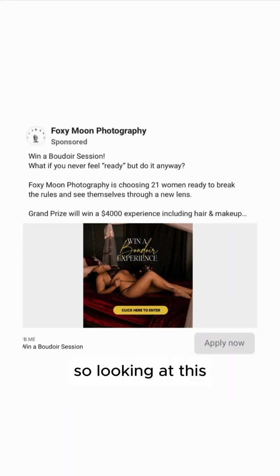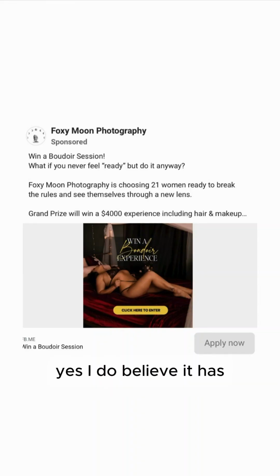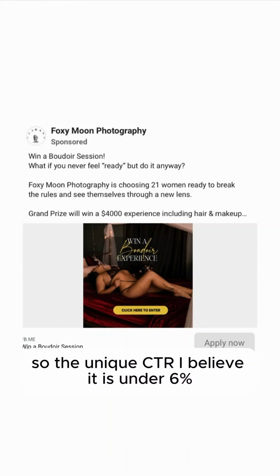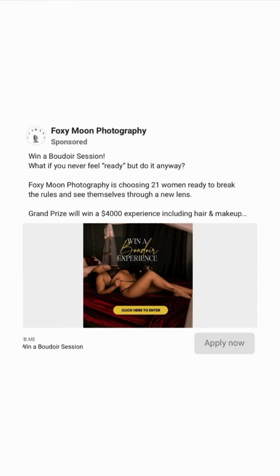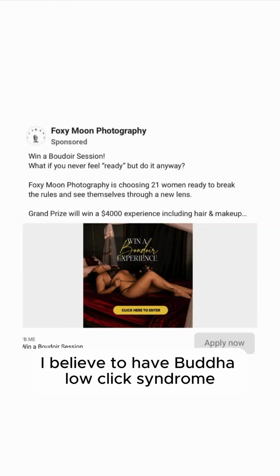So looking at this, yes, this Boudoir Facebook ad, yes, I do believe it has the unique CTR all, I believe it is under 6%, causing this Boudoir Facebook ad, I believe, to have Boudoir low click syndrome.